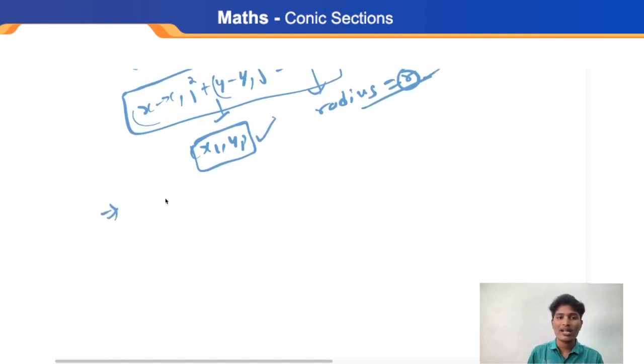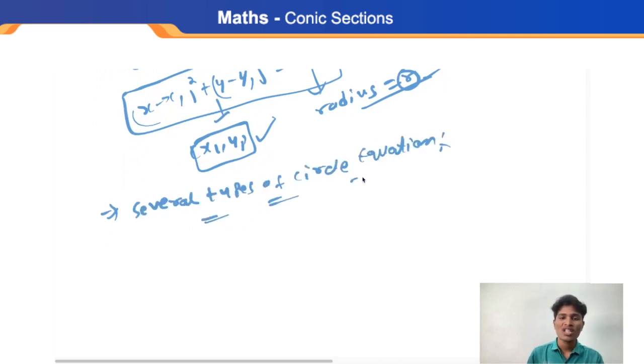And there are several types of circle equations. What are the several types of circle equation? When the circle is located at different positions, that is, if it is located at origin, the equation is x square plus y square is equal to r square. It is origin centered.